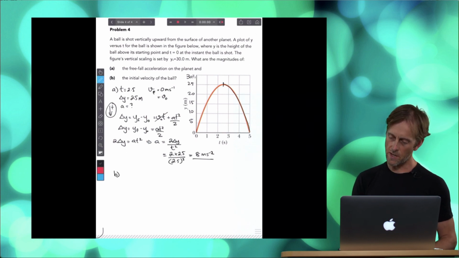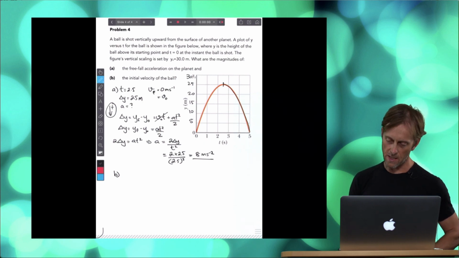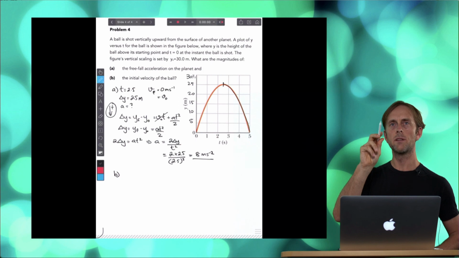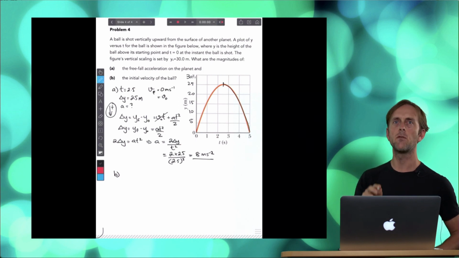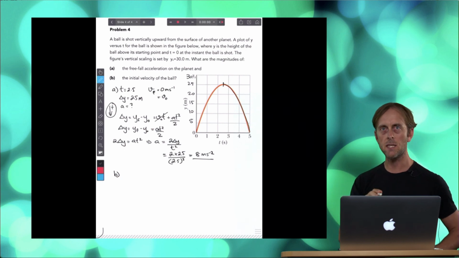Now the next part of the question is asking us for the initial velocity of the ball. Well, we've got our acceleration now. Something about this motion when we have free fall up and down is that the velocity we headed up with is the velocity it'll end up with at the bottom. So if we started off with some initial velocity, shot it to the top, when it comes to the bottom, it'll get back to that initial velocity again.